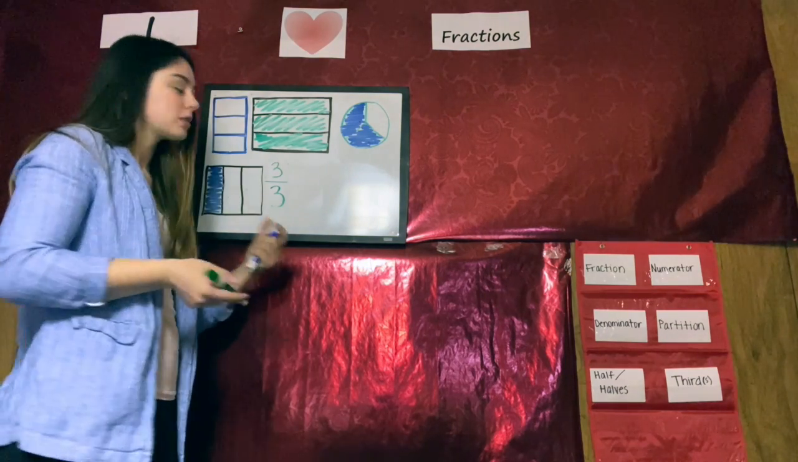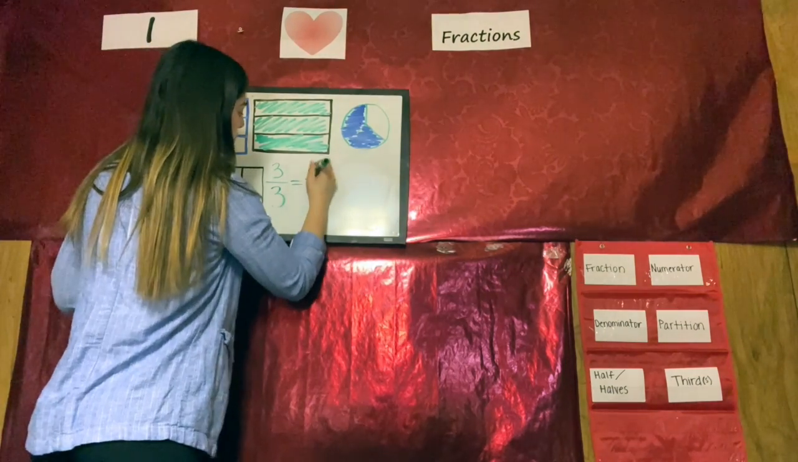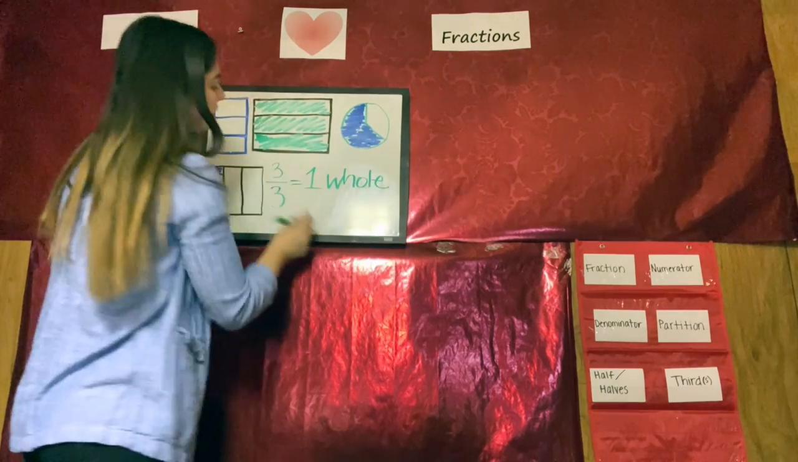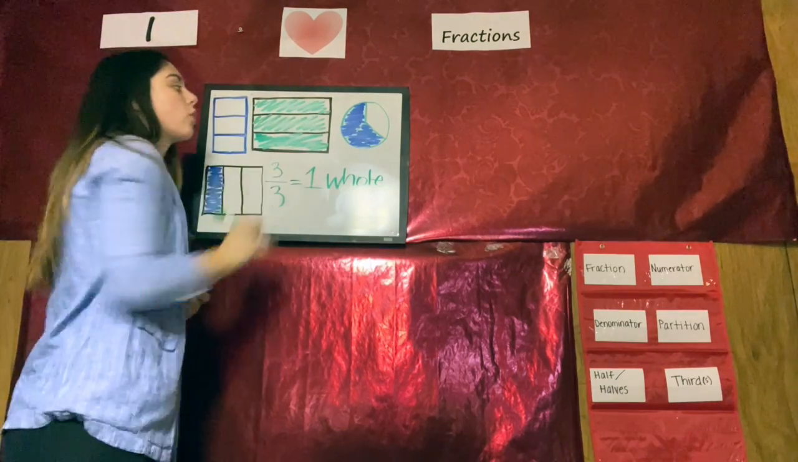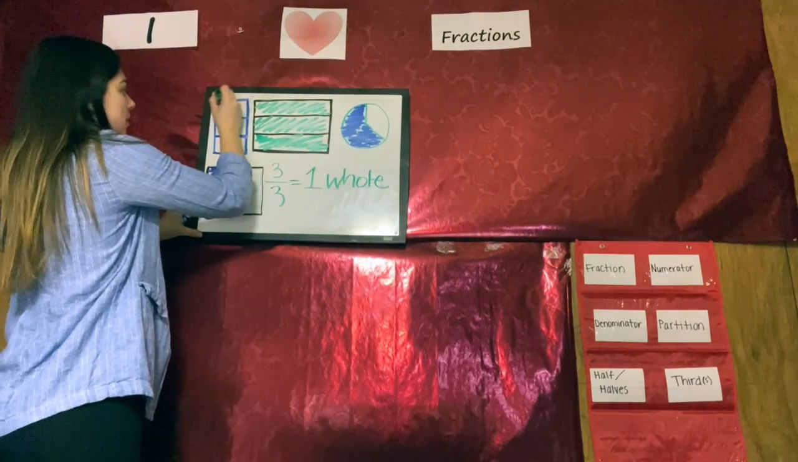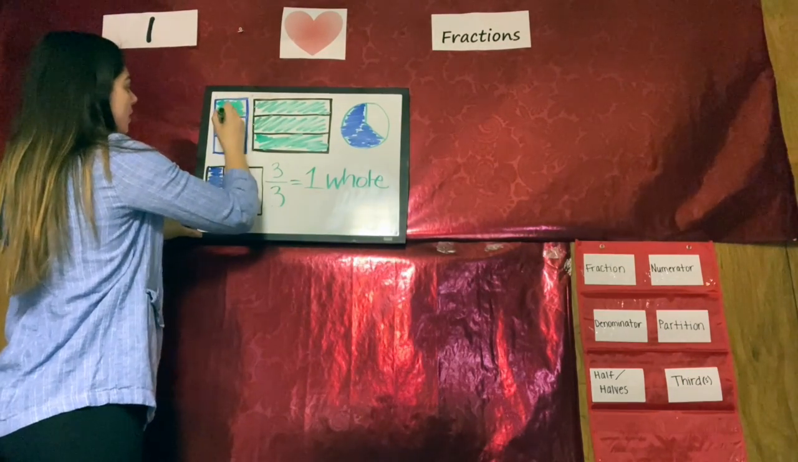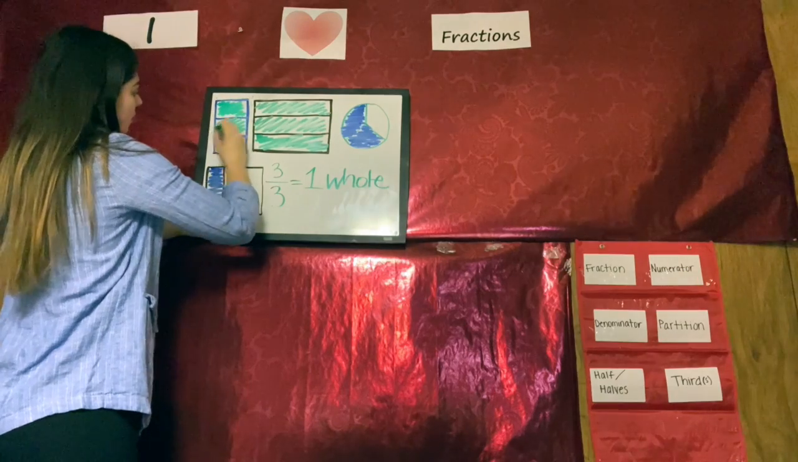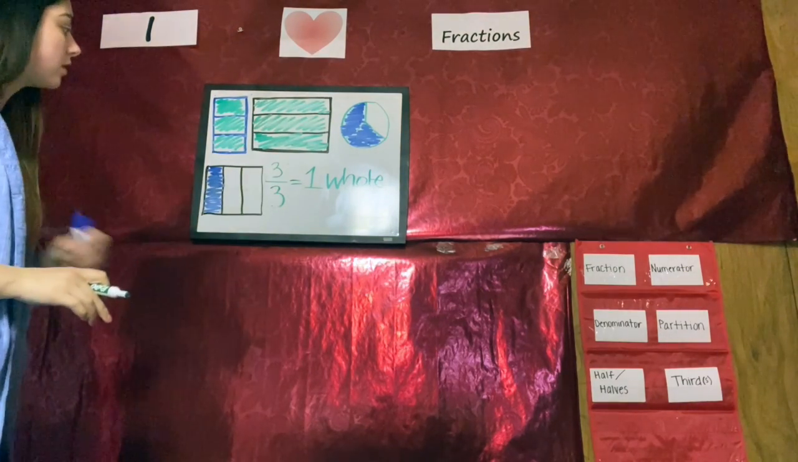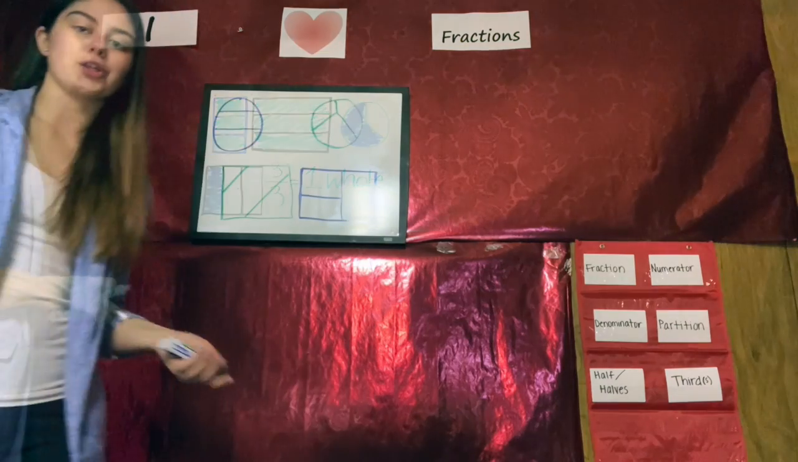So 3/3 equals 1 whole, because 3/3 equals 1 whole shape. Again, if we look at this rectangle and we shade 1 part, 2 parts, 3 parts, we would again write this as 3/3 or 1 whole. Let's take a look at these shapes.